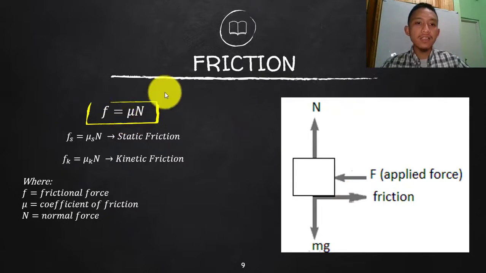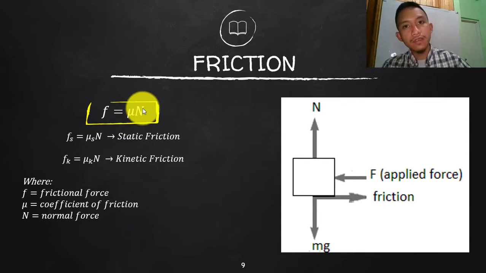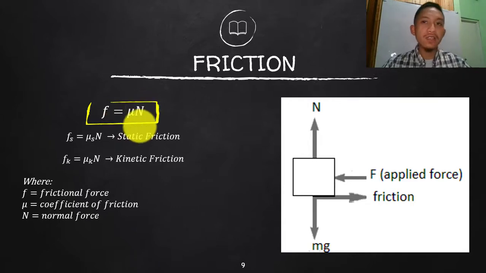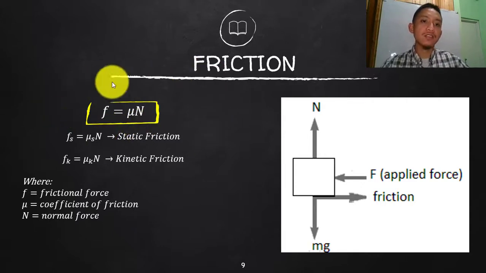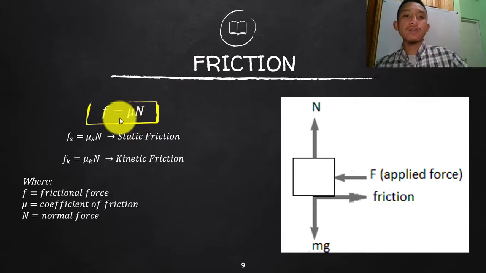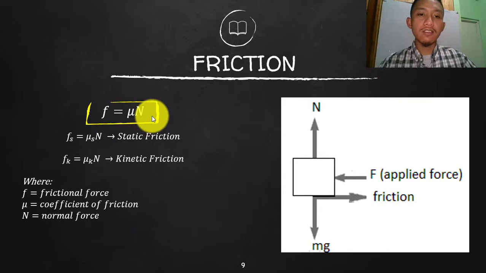So in general, your formula is just friction is equal to coefficient times the normal force. If you need the static friction, then use the static coefficient. If you need the kinetic friction, then use the kinetic coefficient. As simple as that. So your general formula is just F is equal to mu times N. We are memorizing this one for the board exam.